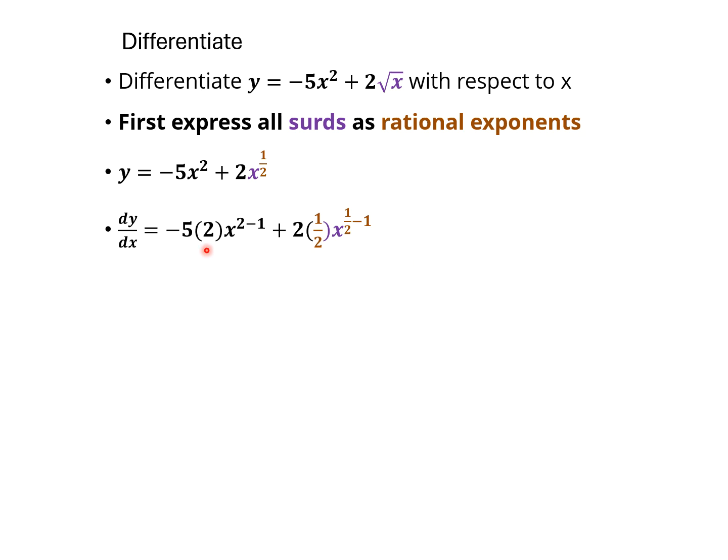Now if I multiply out, negative 10x plus 1, x to the negative half. So you see, negative 10x to the power 1 plus 1 times x to the negative half. If we simplify, write it as a positive exponent: negative 10x to the 1 plus 1 over x to the power half. Right, let's look at the next problem.